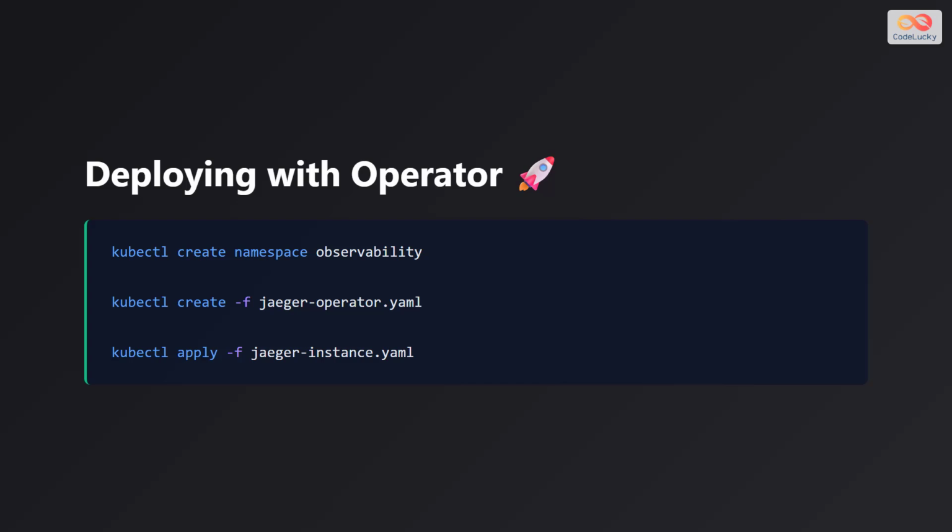Next, you install the Jaeger Operator itself by applying the operator YAML manifest. This creates the necessary custom resource definitions and deploys the operator that will manage your Jaeger instances. Finally, you apply a Jaeger instance YAML file, which is a custom resource that tells the operator how you want your Jaeger deployment configured. The operator then automatically creates and manages all the necessary Kubernetes resources, including deployments, services, and storage configurations.